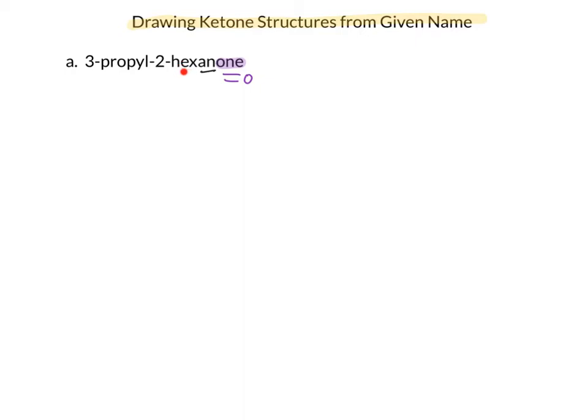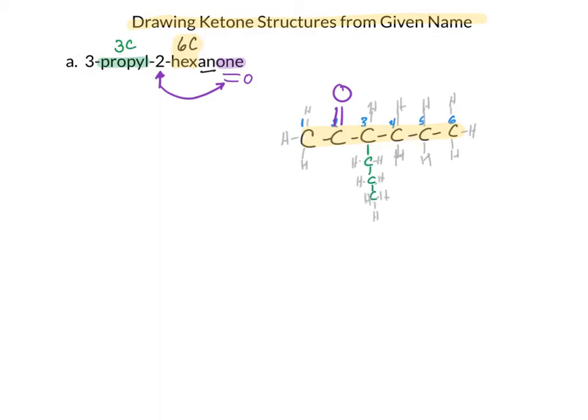And then we see the hex, and that tells us that there are 6 carbons in the main chain. We'll go ahead and draw those 6 carbons. We'll add our ketone to carbon number 2, as indicated by this number. So we now have our 2-hexanone. Now we just have to add in our propyl substituent, and that is going to go on to carbon number 3. And that is the carbon skeleton. Next we need to add in all of our hydrogens, so we make sure that every carbon has 4 bonds and every oxygen has 2. And that is our 3-propyl-2-hexanone.